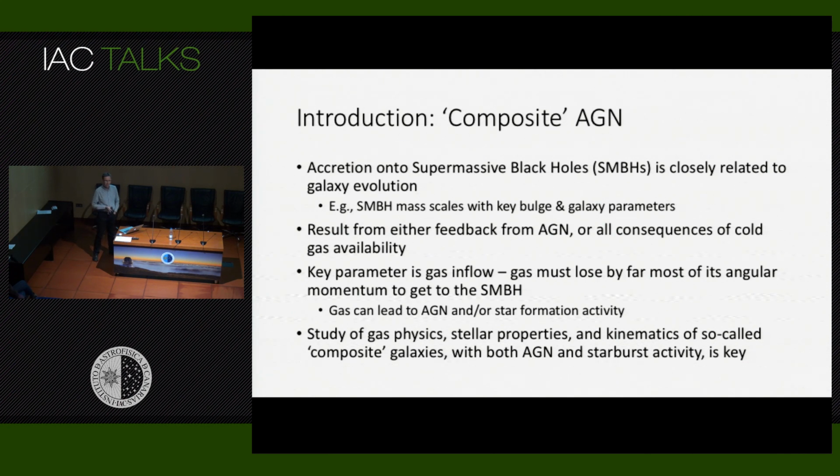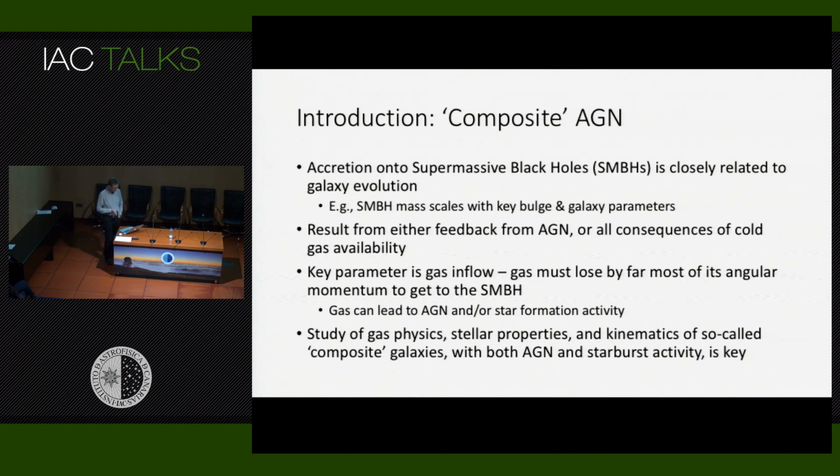and galaxy scales are many kiloparsecs. So it really is very puzzling why those two sets of parameters, both the black hole and the whole galaxy, should be connected, but they are. So that's a puzzle. This can result either from feedback from the AGN, which then goes back into the galaxy, or it can all be a consequence of cold gas availability, which then scales both the galaxy and the supermassive black hole. So that's a big puzzle.